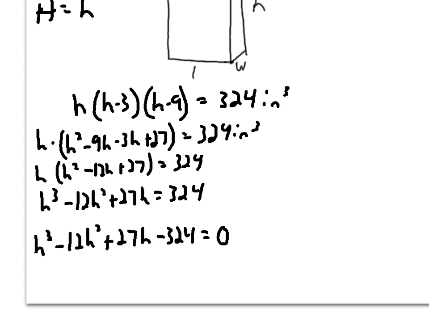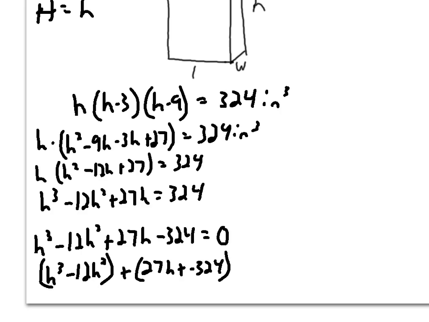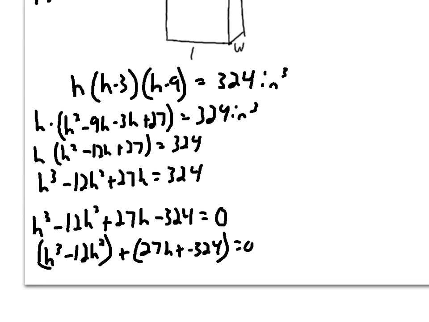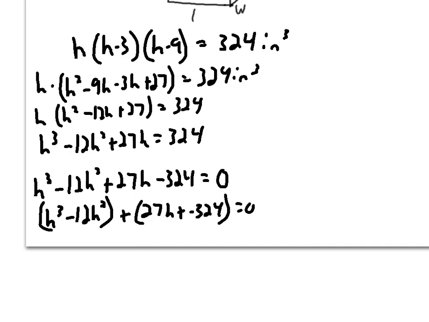So we're going to group this into the first two. It's h cubed minus 12h squared, okay, plus 27h plus negative 324. Okay, and again, that's equal to 0. So now we're going to factor each part. Greatest common factor of h cubed and 12h squared is going to be h squared times h minus 12.